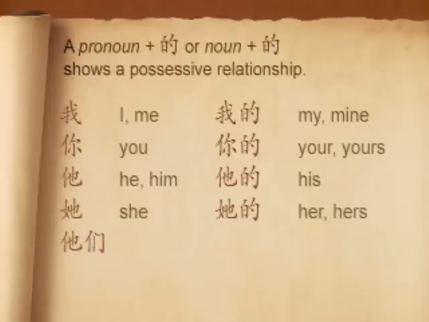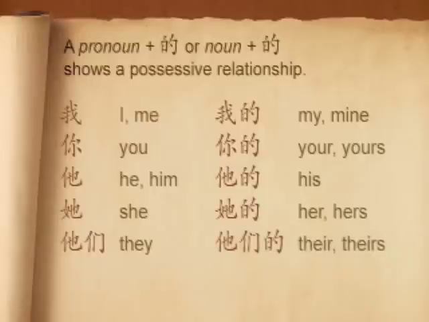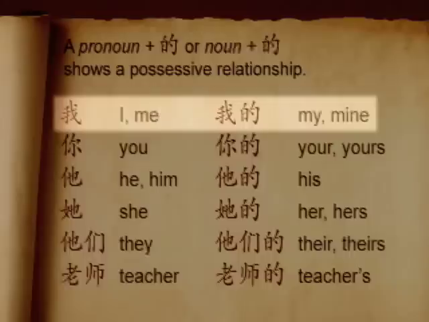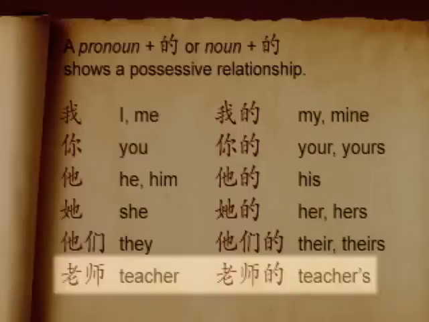他们 meaning they becomes 他们的 their or theirs. And 老师 meaning teacher becomes 老师的 teachers. In today's dialogue, 的 is used to form the possessive pronoun 我的 mine and the possessive noun 老师的 teachers. Let's get ready for a group competition and see how well you can understand the Chinese we've studied and translate it into English. Listen to my instructions.